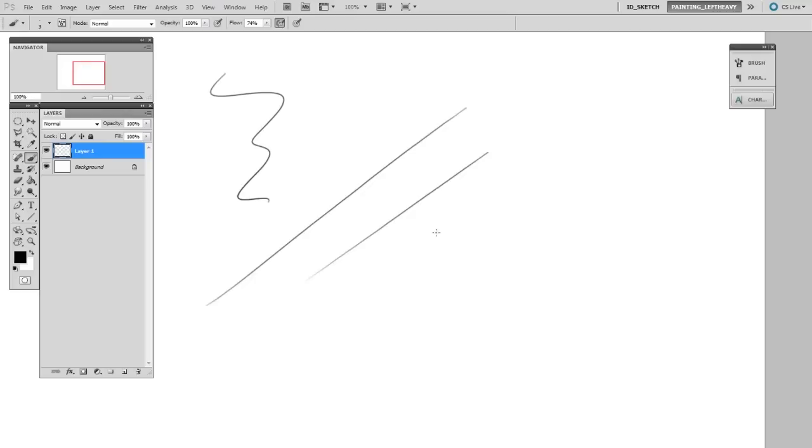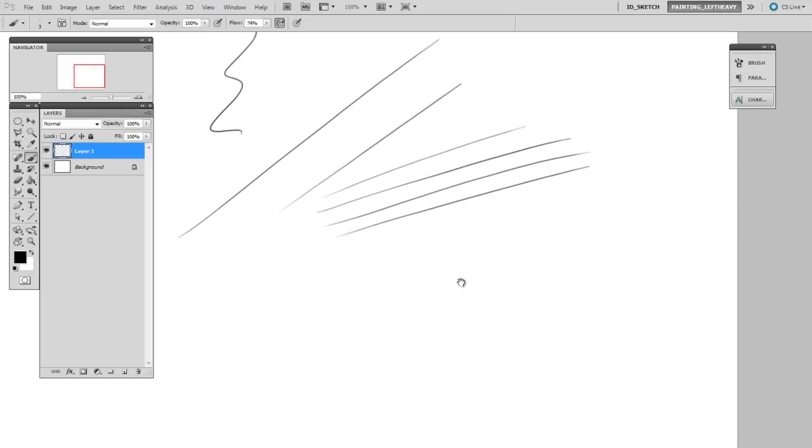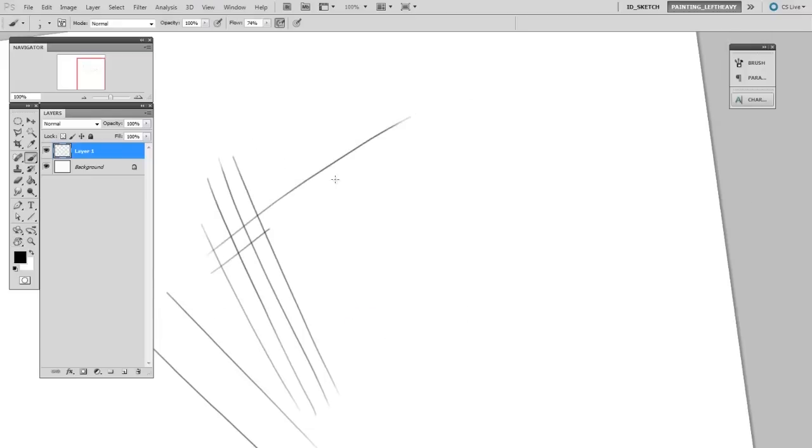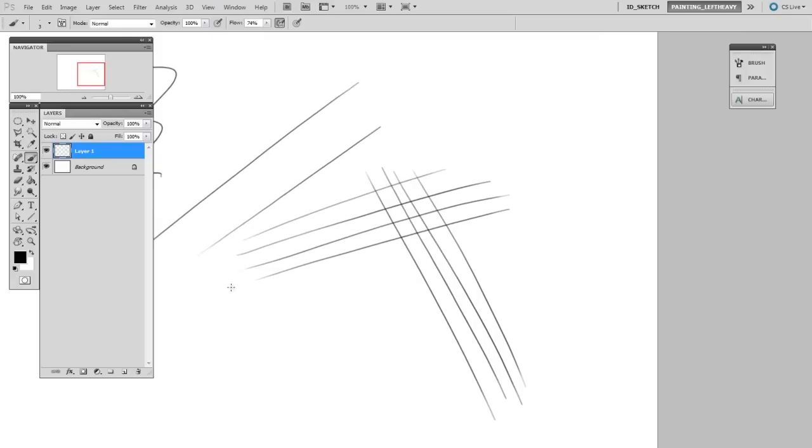And I should say that there's certain angles that it's harder to draw straight lines on. And if that's the case, I will rotate the document and then draw the lines in the angle that is comfortable. And then at any time you can just hit escape and you're back to the original rotation.